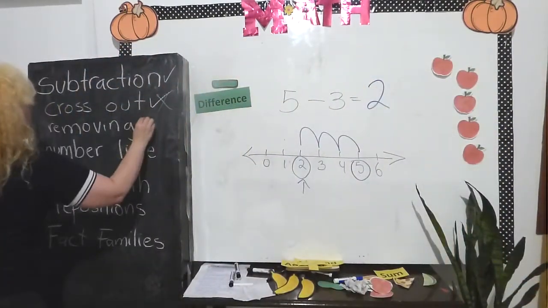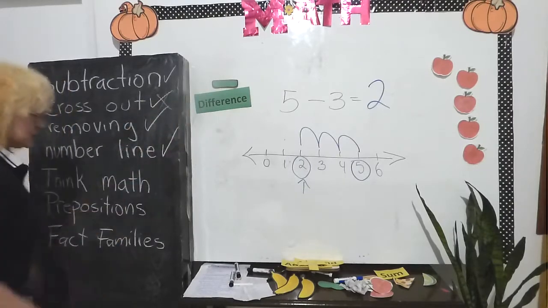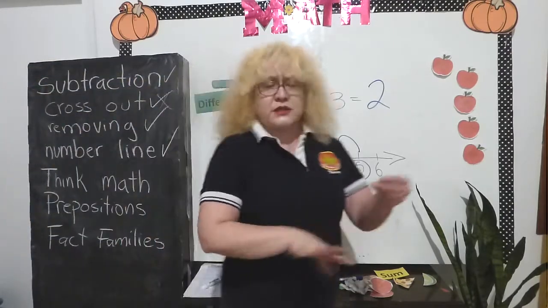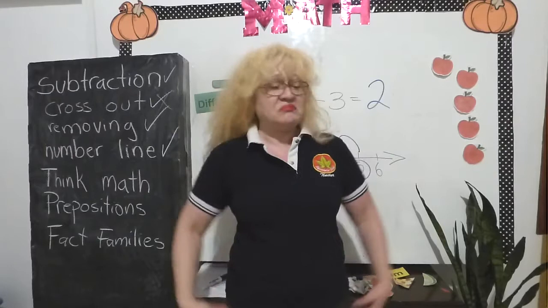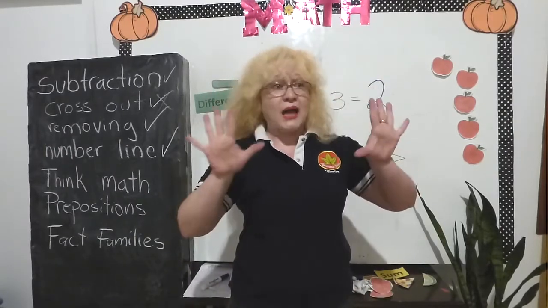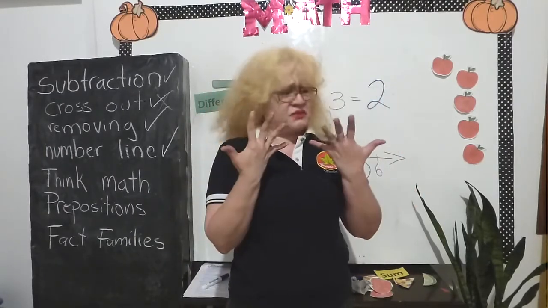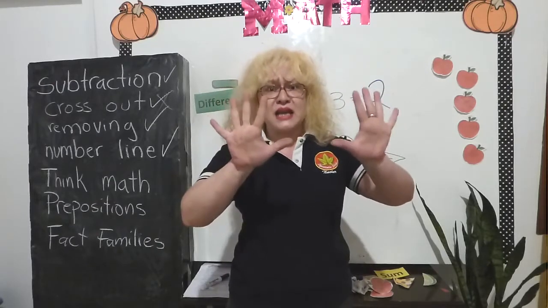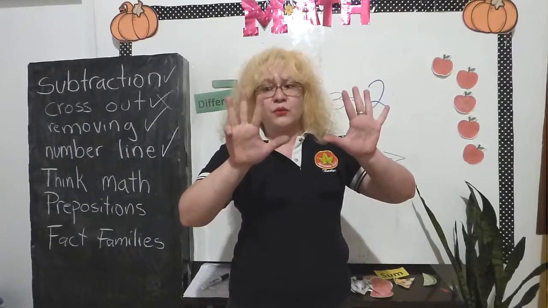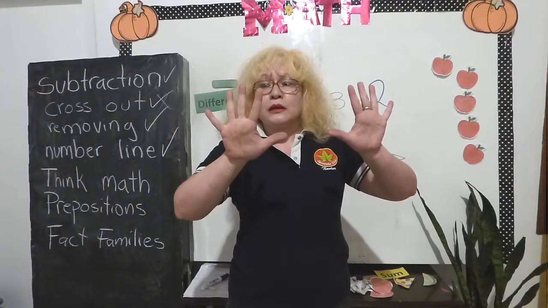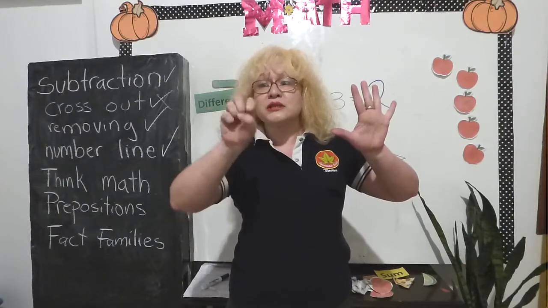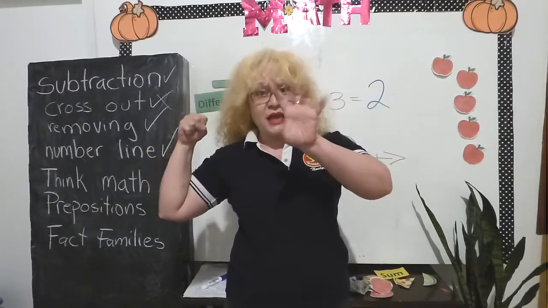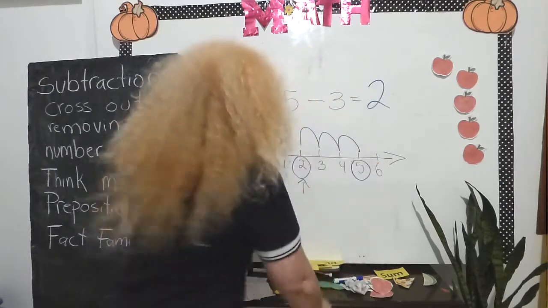And of course, an easy one is using your fingers. But the bigger the number, the less fingers you have, right? So if I say 10 minus 5, well, 10, you can count back, or you just take away 5, and the answer is 5. Okay, let me erase.